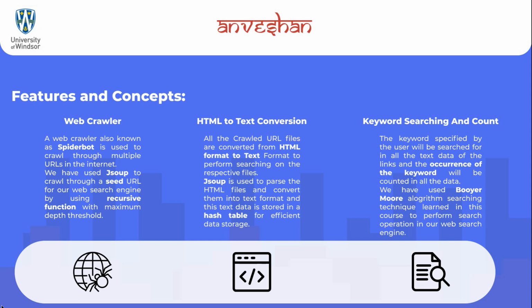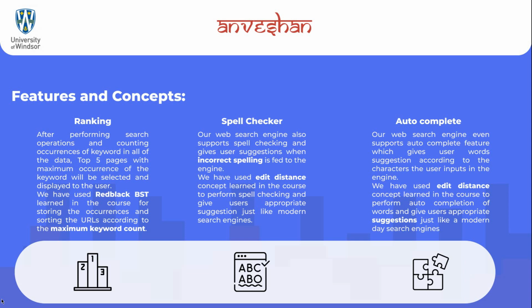For searching and counting the occurrences, we are using the Boyer-Moore searching algorithm to search the keyword that the user has input in our data, and after finding all the occurrences of the keyword, we'll store that data into a hash table with the occurrences of the keyword and the URL. For storing that data, we are using a red black tree, and after storing the data in the red black tree, we are using ranking and giving the user the top n number of pages that the user gets after searching the query.